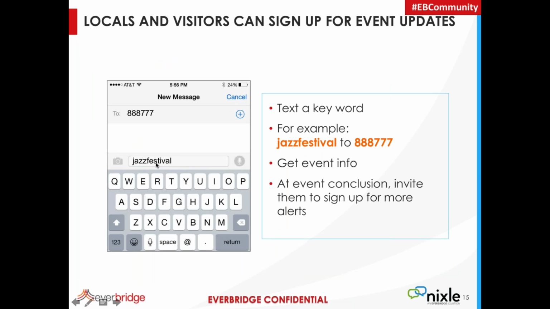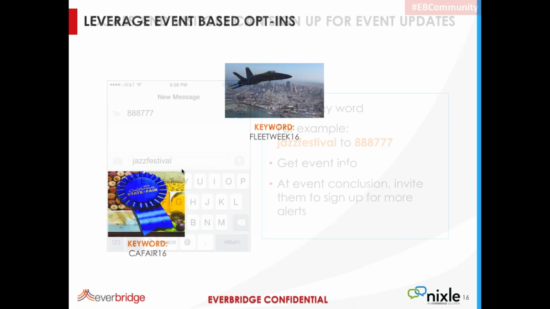And now if residents text jazz festival to 888-777, they have signed up to that specific group. Now again, this is very similar to the zip code SMS interaction, but they are signing up to a specific group, in this case your specific group, not to an entire zip code of notifications, just to one group. So again, same SMS interaction, very, very simple for opt-ins, but just slightly different outcomes for the end user, right? Just signing up for one group versus signing up to an entire zip code worth of notifications.